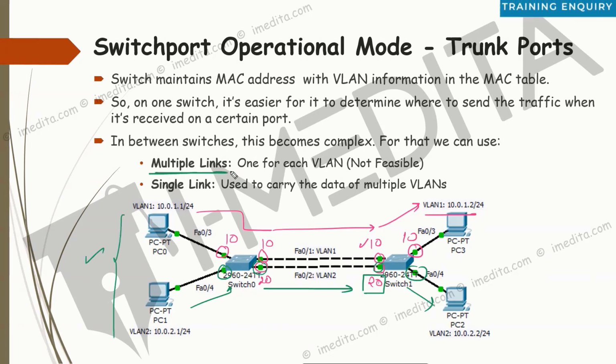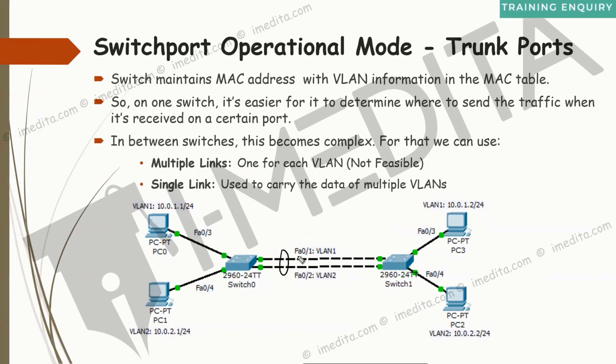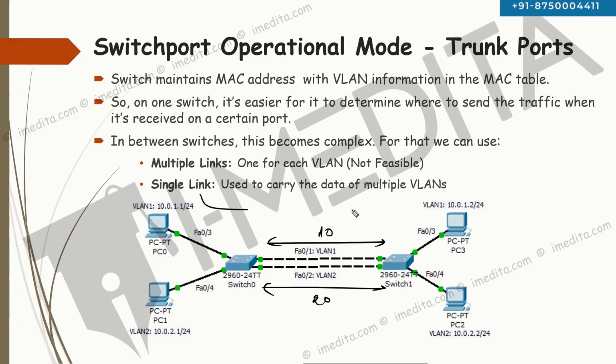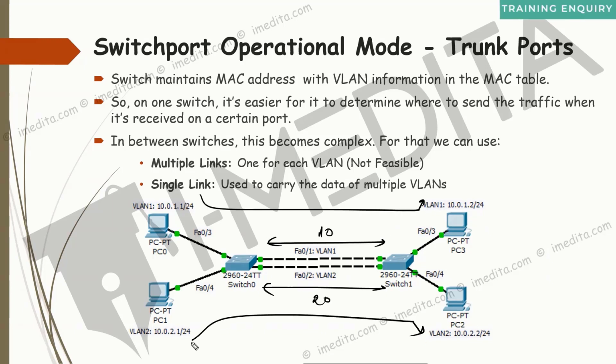So we can connect multiple links. We can have multiple links between the switches, one for each VLAN. Like we can have this link to forward the traffic for VLAN 10, and this link to forward the traffic for VLAN 20. So VLAN 10 to 10 communication and VLAN 20 to 20 communication can happen.